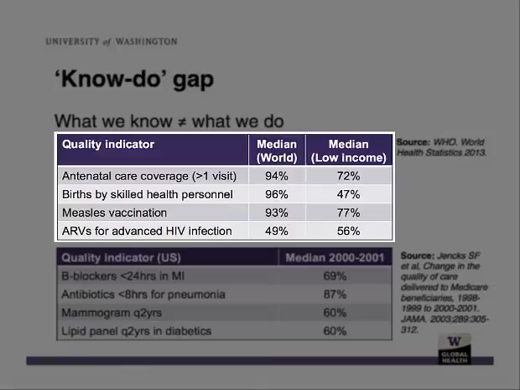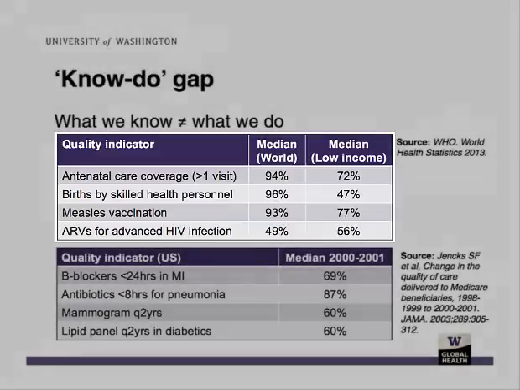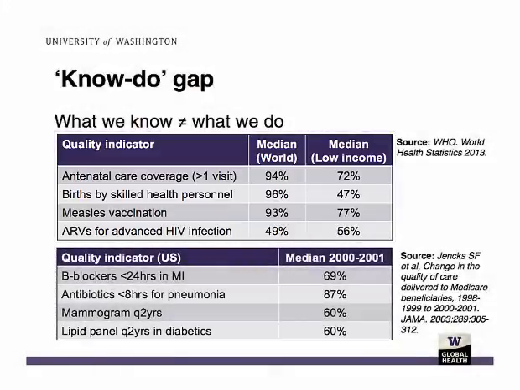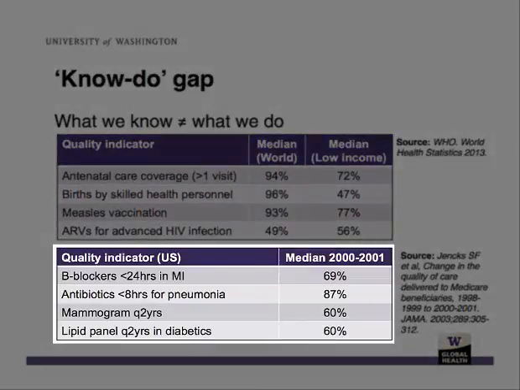Things like antenatal care coverage, births by skilled health personnel, measles vaccination, although oddly, in the case of antiretroviral medicines for patients with advanced HIV infection, the coverage rates are higher in low-income countries compared to the rest of the world, which provides some insights into the role of delivery systems and the role of financing in closing the know-do gap. And you can see in the second table below data from our U.S. healthcare system, which demonstrate to me that finances are not the only determinant of implementation and scale-up of evidence-based interventions, but something else is going on.